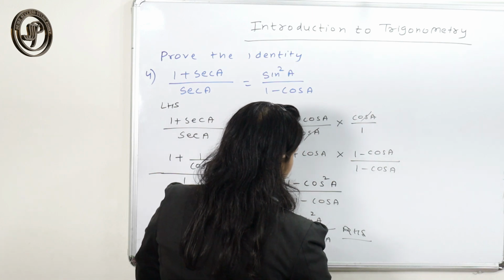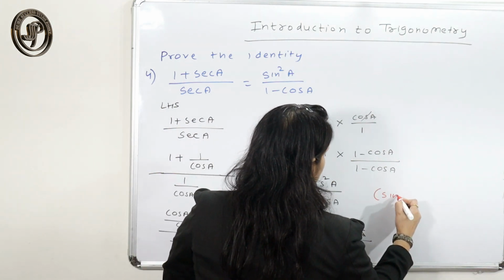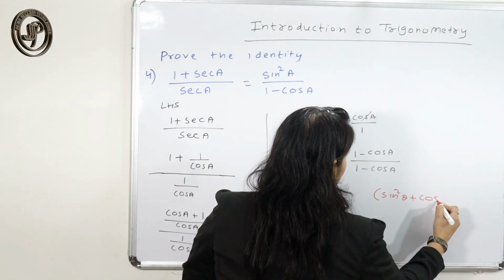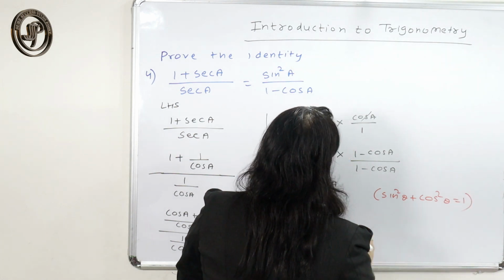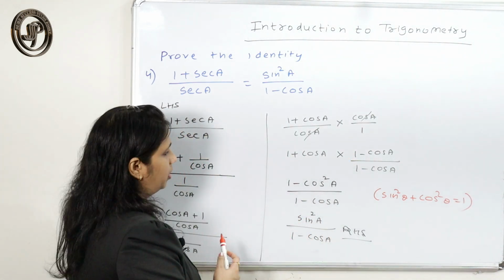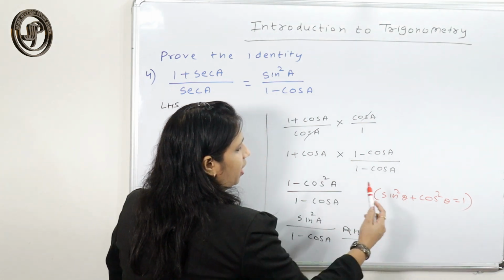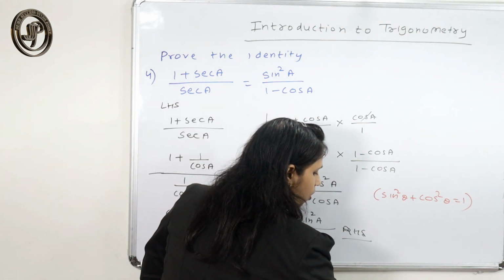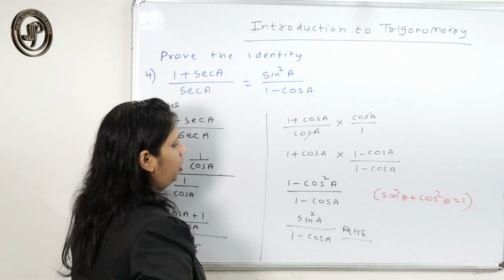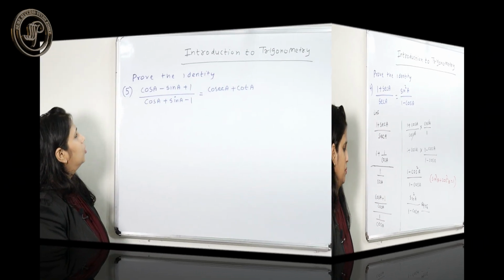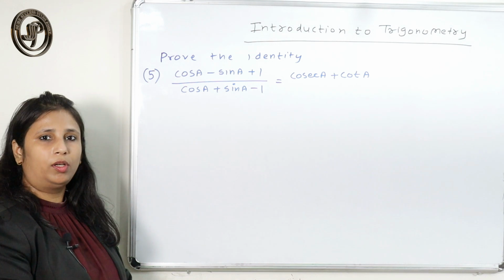Here the identity that I have used is sin square theta plus cos square theta is 1. So if sin square theta plus cos square theta is 1, then 1 minus cos square theta I can write as sin square theta, or sin square A. So this is a very important question.